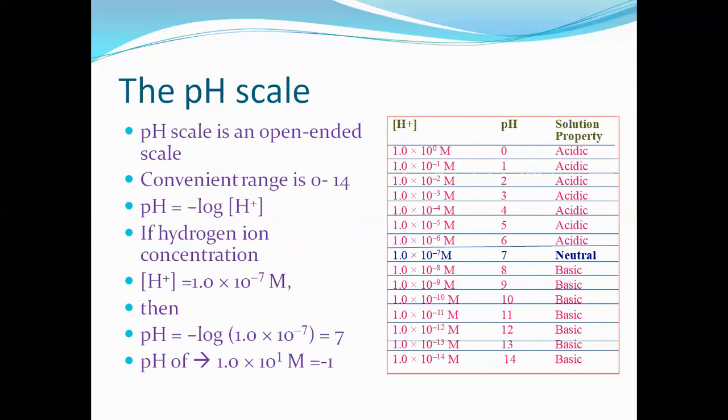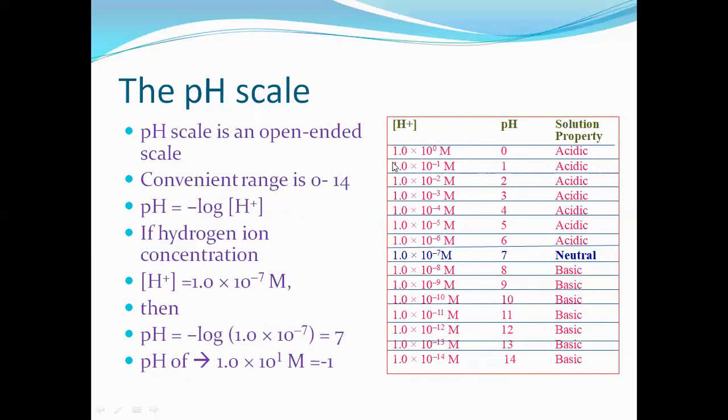It is the negative log of H plus concentration. So the power of hydrogen in any solution depends on its relationship with the hydrogen ion concentration. The higher the concentration, the lower the pH. The lower the pH, the more acidic its nature. So this you should remember easily.